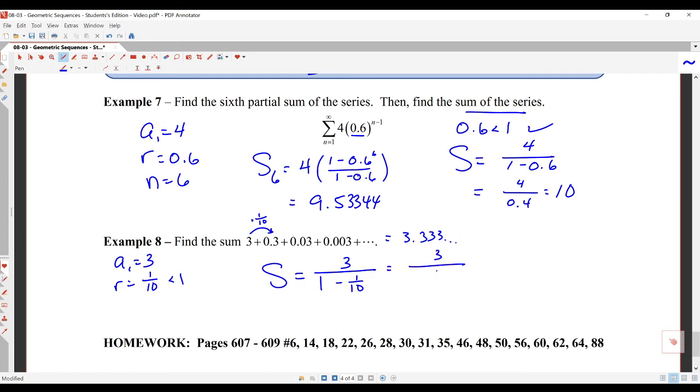1 minus 1/10 gives me 9/10. Take the top, multiply it by the reciprocal of the bottom, simplify, and we get 10/3, which is that 3.3 repeating that we see up here. And there it is. That takes care of everything with geometric series.